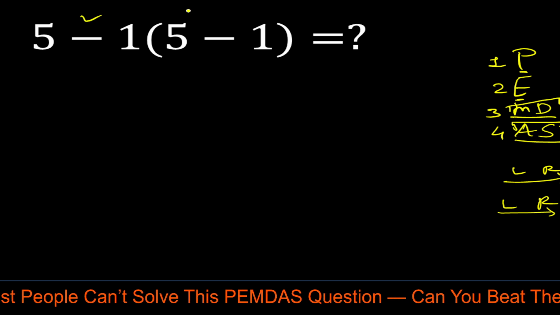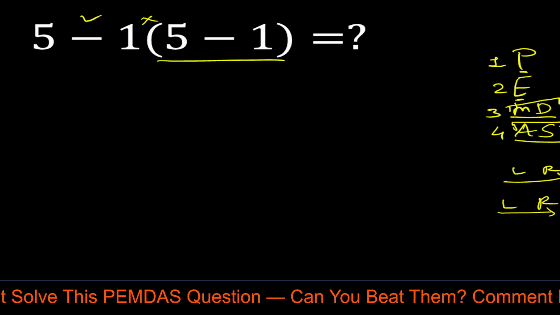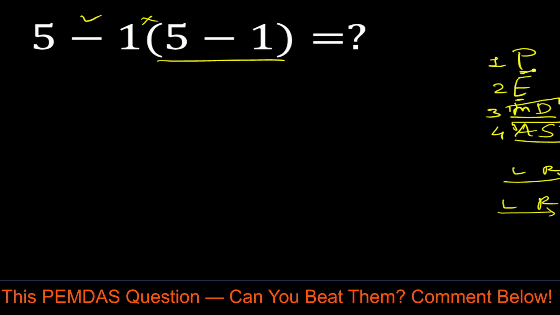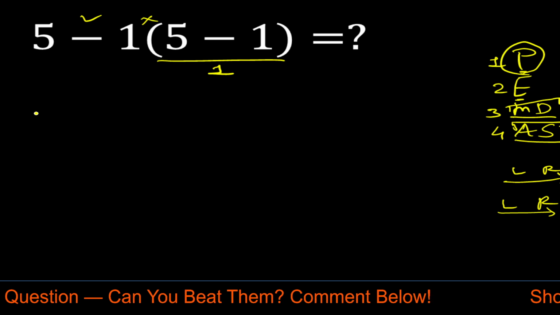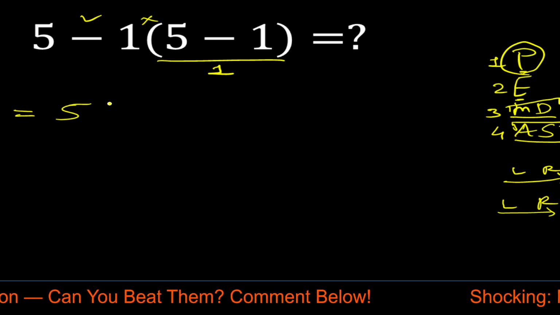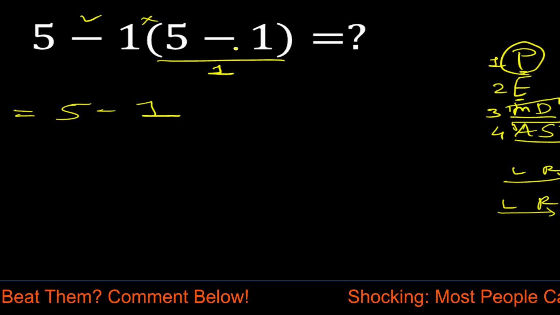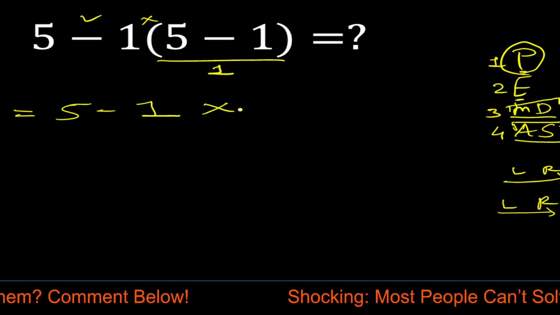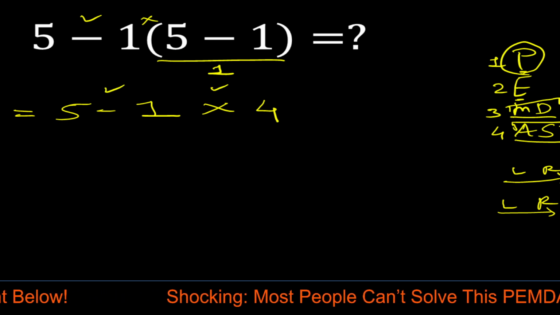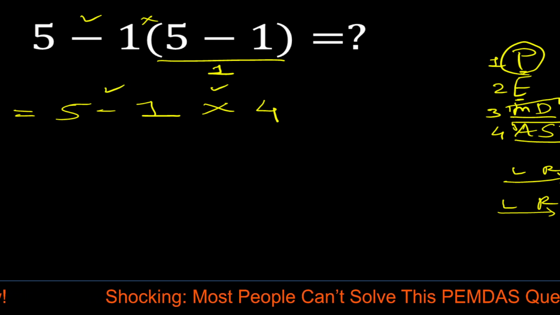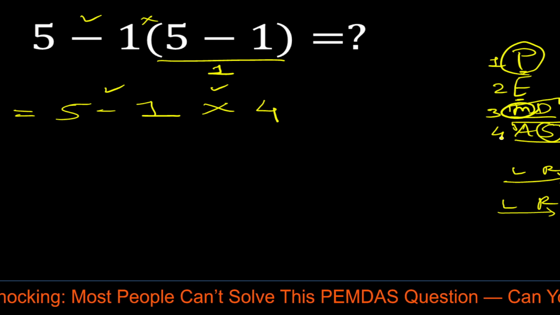So in this question, here we have subtraction, here multiplication, and here parentheses, right? So according to the PEMDAS rule, first we have to solve the parentheses. So first we have to solve this parentheses, right? So now 5 minus 1. Now solve this parentheses, 5 minus 1 is equal to 4. So times 4, right? Now here we have subtraction and here multiplication. So according to the PEMDAS rule, first we have to solve multiplication, then we have to solve subtraction, right?